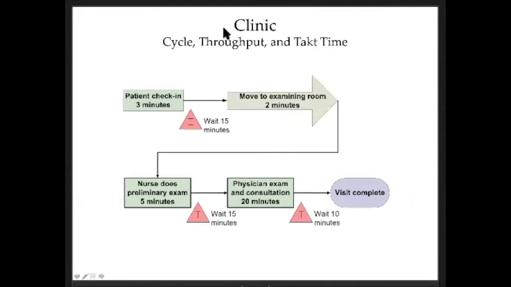As an example, if you take a clinic and try to understand what the cycle time, throughput time, and takt time would mean for a clinic: a patient checks in, takes 3 minutes, let's say, wait time is 15 minutes, after that moves to the examining room, about 2 minutes in that movement. A nurse does the preliminary examination, 5 minutes for that, wait time of 15 minutes, physician examination and consultation, another 20 minutes, and a wait time of 10 minutes, and the visit is complete. So it's a very simple process, just to illustrate the idea of cycle time, throughput time, and takt time, mainly takt time here.